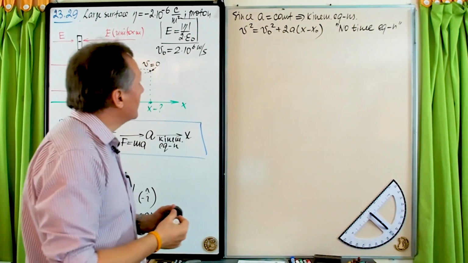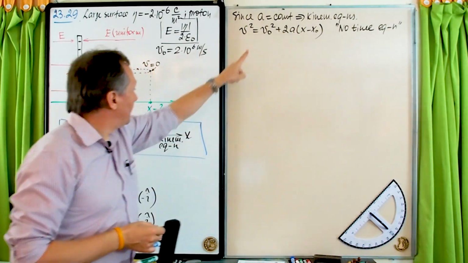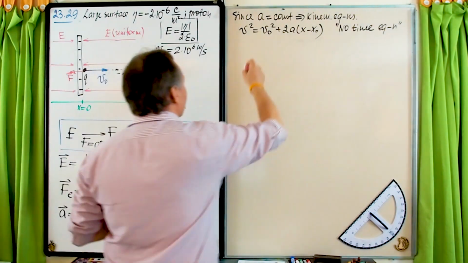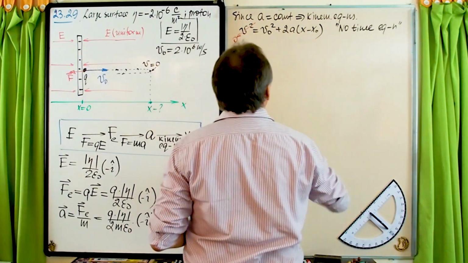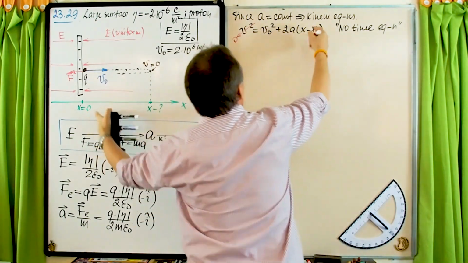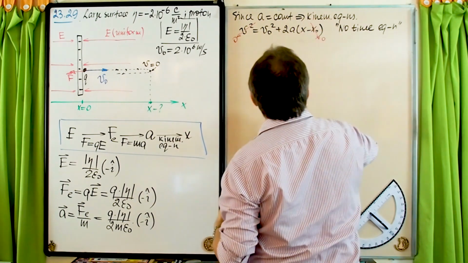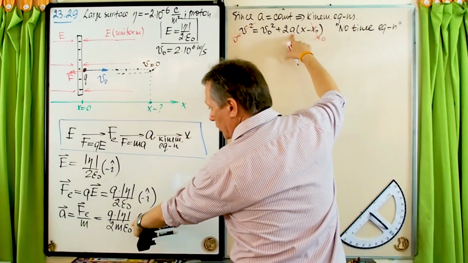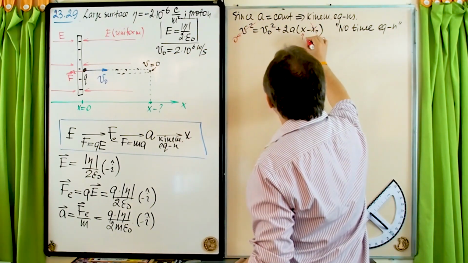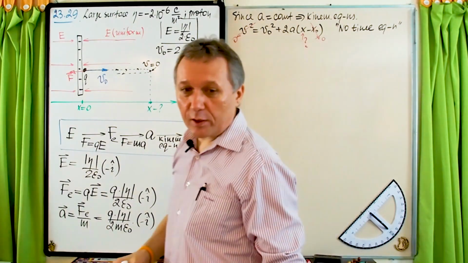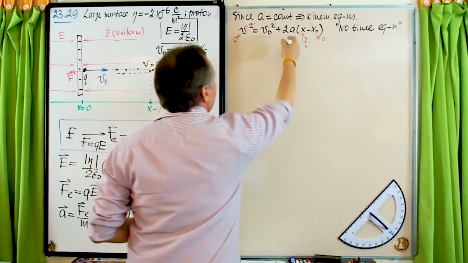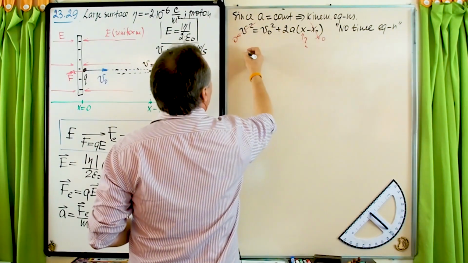Okay, and now let's see. Final velocity, 0. Then, initial position. The proton starts from the origin, so initial position also 0. Acceleration is negative, we found it. Initial velocity is given, and this is our unknown. Okay, so basically one equation, one unknown problem is solved. Now we just need to solve it for x.